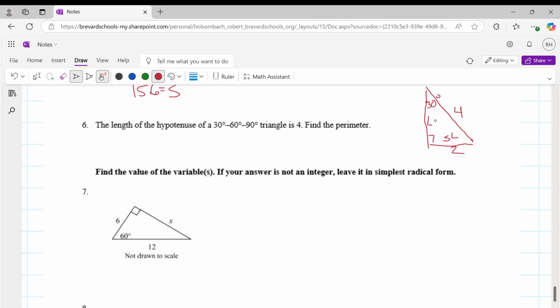And then this long leg is equal to the short leg times square root of 3. So the perimeter is equal to 4 plus 2 plus 2 radical 3. So that's 6 plus 2 radical 3, which is 9.5.